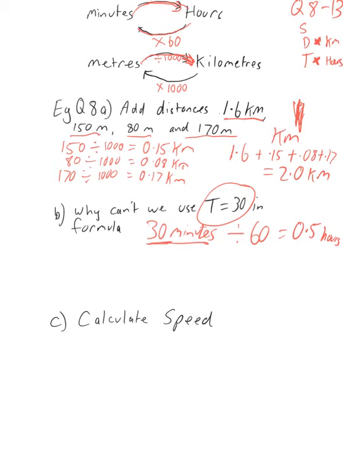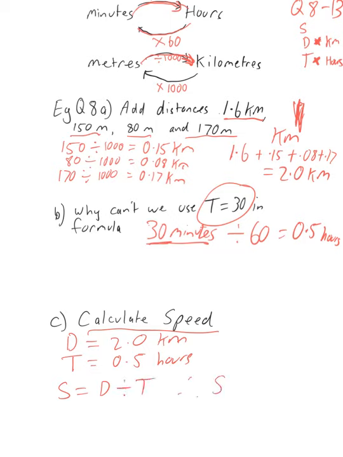Now to calculate the speed, now that we've done these conversions in part A and part B, it's very much like the earlier questions from yesterday. So we need to calculate the average speed. The distance was 2 kilometres, the time was 0.5 hours. The formula we want is speed equals distance divided by time. Therefore, speed equals 2.0 divided by 0.5 equals 4 kilometres per hour.